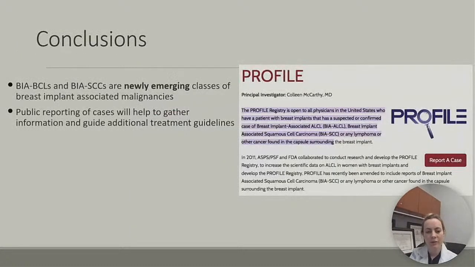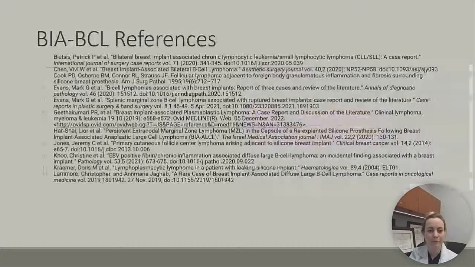I do want to emphasize that the B-cell lymphomas and squamous cell carcinomas are newly emerging classes of disease, and we really encourage any providers who are seeing these cases to please report them to the profile registry to help us track these cases and to help us get a better understanding of how they should be treated. I do want to emphasize that the treatment recommendations I'm presenting today are very preliminary, and these will change as more information becomes available about these rare tumors.